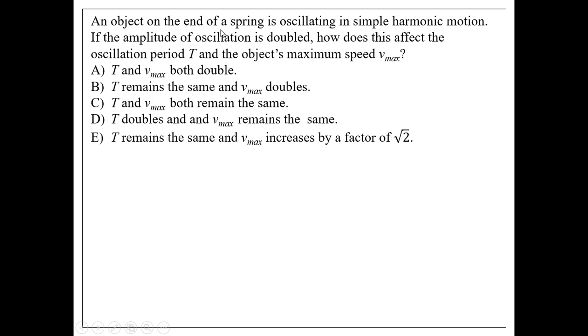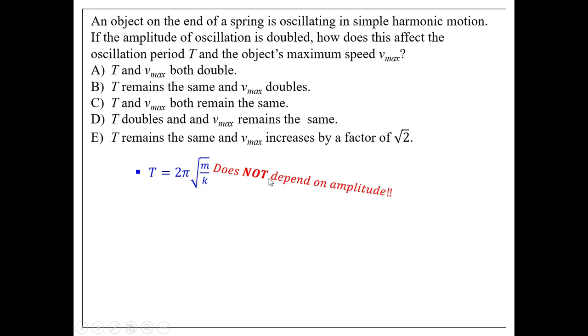So here you have an object on a spring in harmonic motion, and the amplitude of oscillation is doubled. How does this affect the oscillation period and the object's maximum speed? So in this particular case, you're doubling the amplitude and you're asked to compare T for period and Vmax. So hopefully this is a mass spring system. You know that the period for a mass spring system is just 2 pi radical m over k. At this point, if you just look at the function itself, it does not depend on the amplitude.